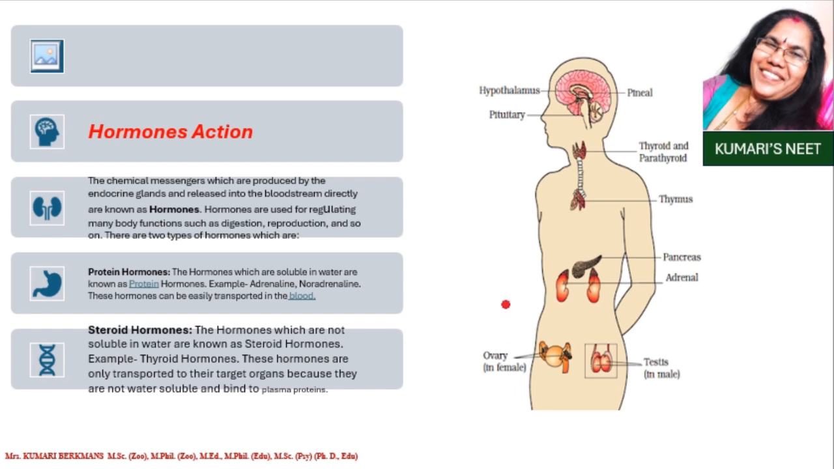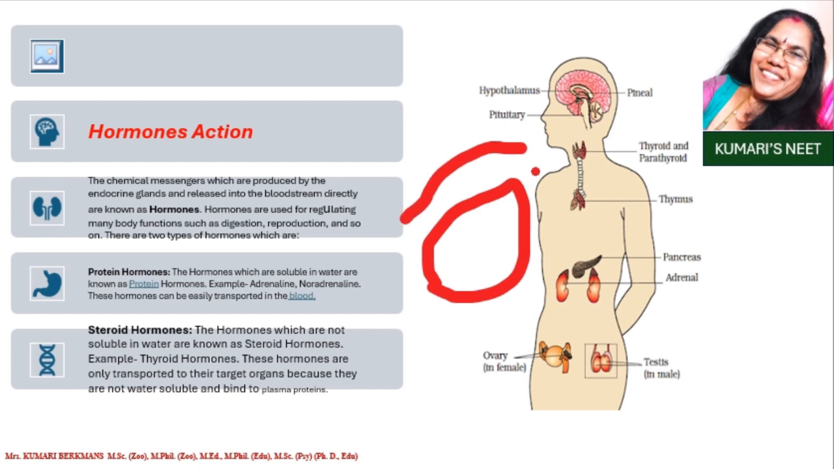Okay. Now let us see what is hormone. Hormones are nothing but chemical messengers which are produced by the endocrine glands. These endocrine glands release this chemical messenger directly into the blood. So that is called a hormone. So what is hormone? Hormone is a chemical messenger secreted by endocrine glands and released directly into the bloodstream. So it is called a hormone.